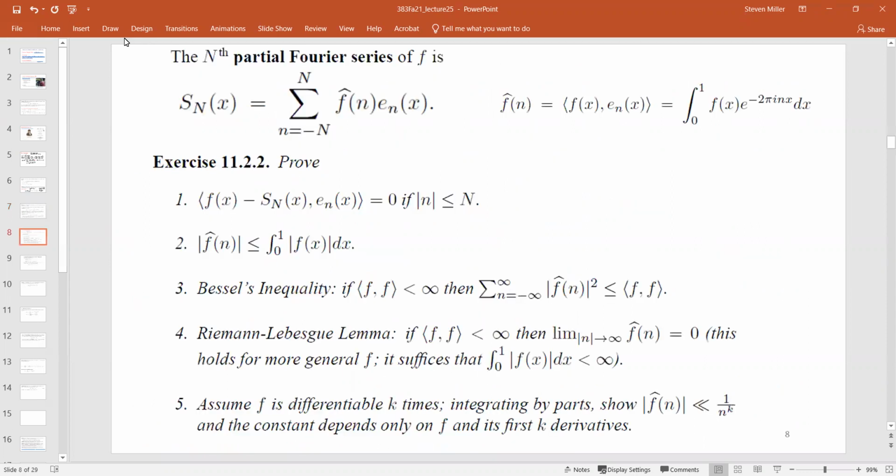All right, so instead of just taking the projection in one direction, we could take the projection in many directions. And let's do it symmetrically. So we'll go from minus big N to big N. For each of these, we take the projection in that direction, and then we multiply by the vector for that direction, the e_n of x, and then we sum them. And this is going to be the nth partial Fourier series. And again, just for definiteness, f hat of n is just the projection of f in the direction of e_n. What do you think should happen if f is good as n goes to infinity?